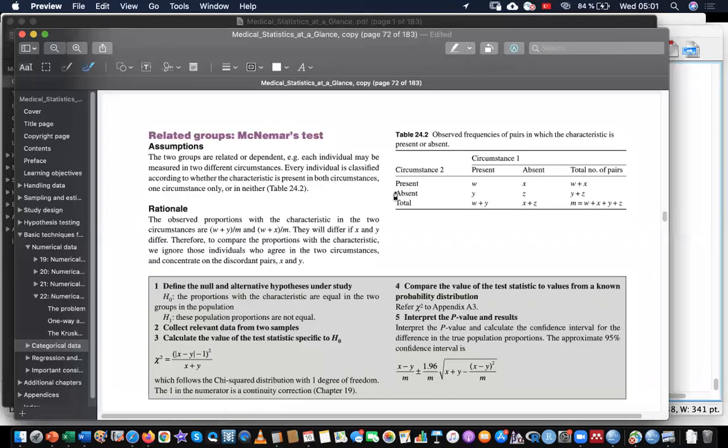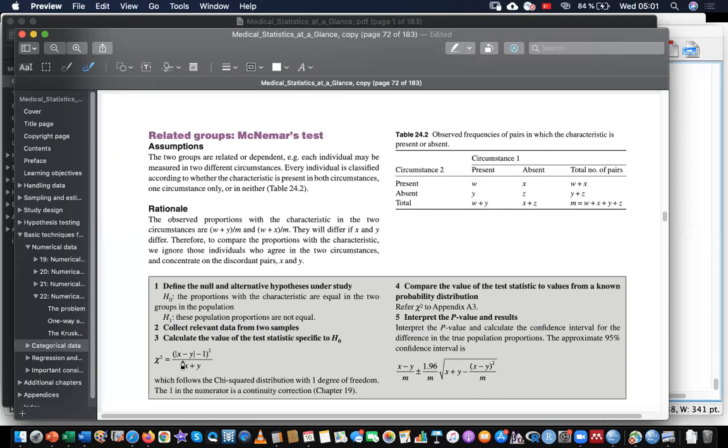Let us see the book. In the book, you see the scenario is given as we observed two pairs of comparisons. Circumstance one, that's, let's say, before the education, and circumstance two, after the education. Before the education, some condition was present or absent, and after the education, it is also present or absent. We have coded them as W, X, Y, and Z.